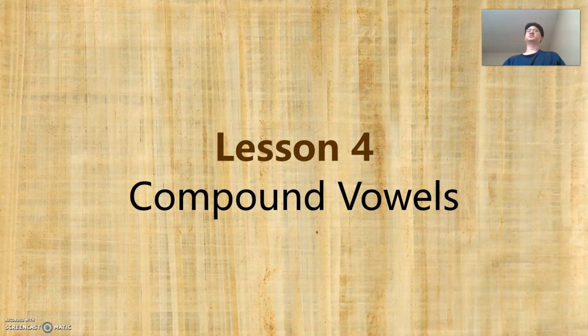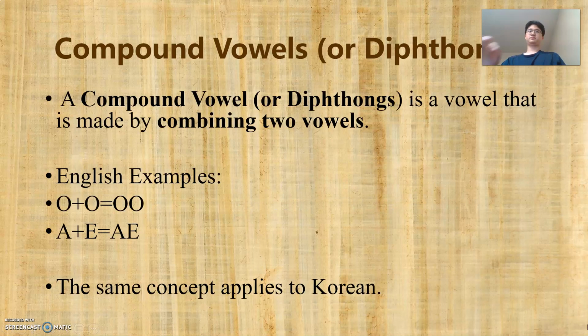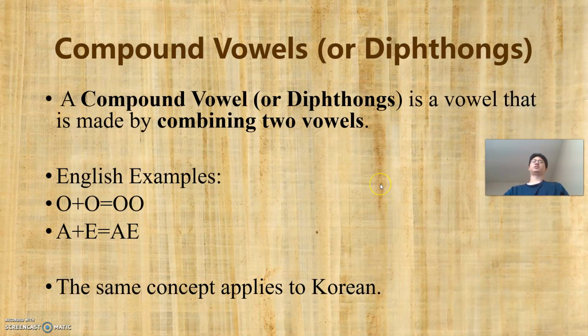And these vowels are called compound vowels because they are more complicated than the simple vowels we learned in lesson 1. So, without any time to lose, let's get started. So you're asking, what is a compound vowel?